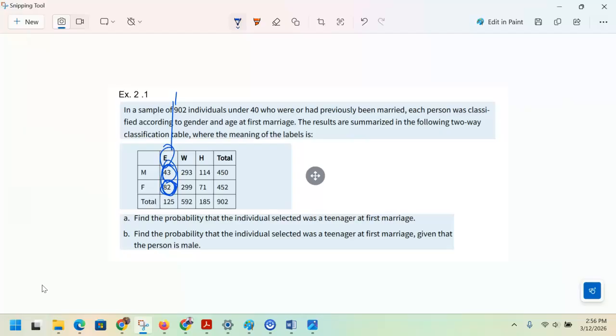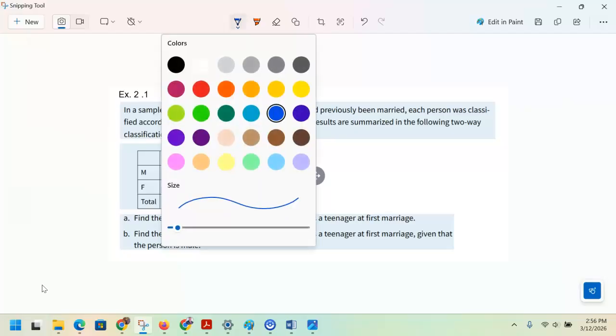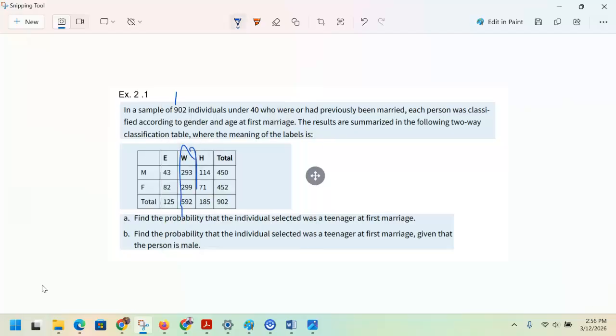Together, 125 got married during their teens. So that's what that basically means. And what is the meaning of that column? What does this column stand for?